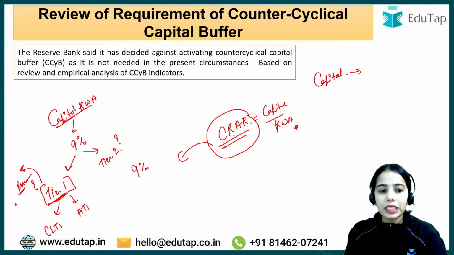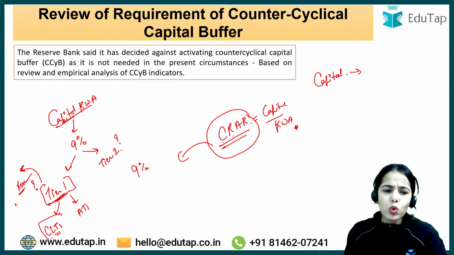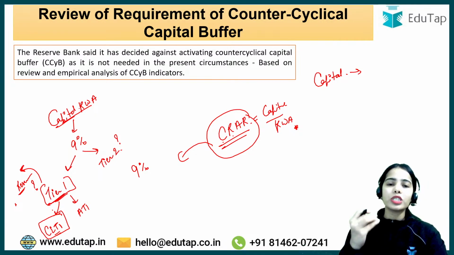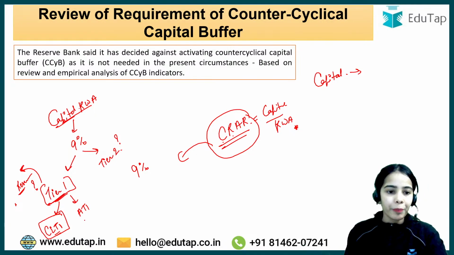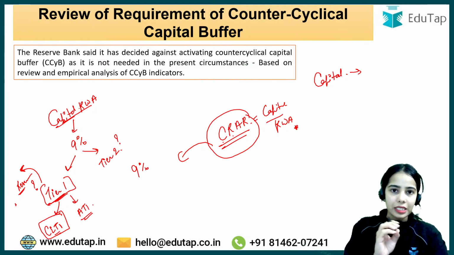Okay, so this is the tier 1 capital that consists of common equity tier 1 capital. This is the most liquid capital that the bank has, that the bank can immediately use in a distressful situation. Okay, AT1 bonds, these are the perpetual bonds through which the banks can raise money.